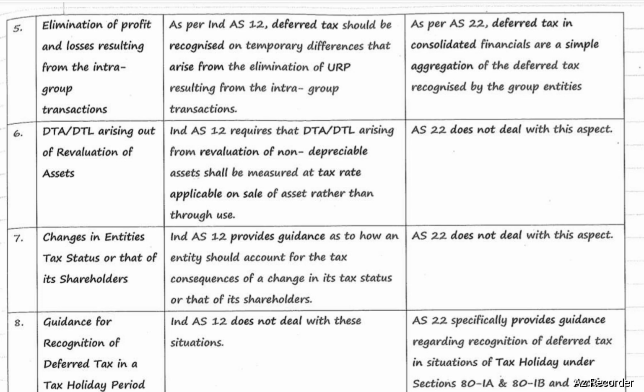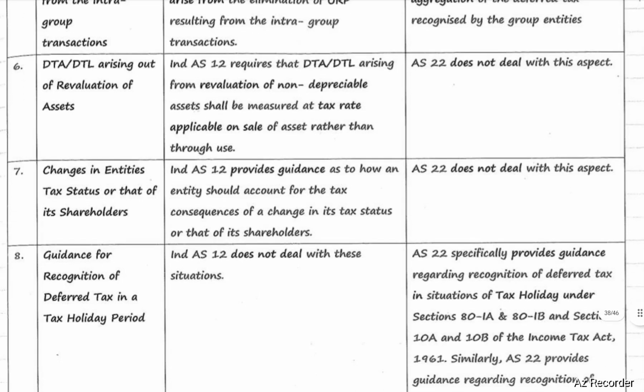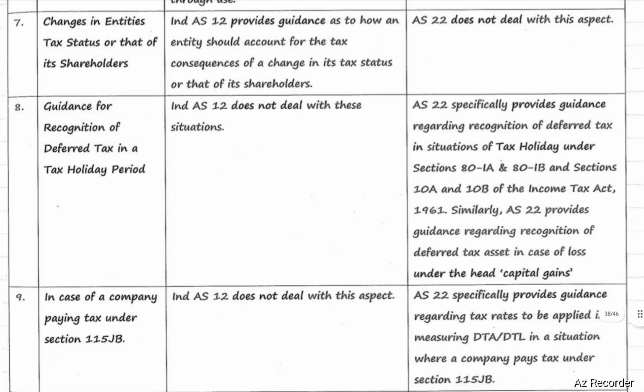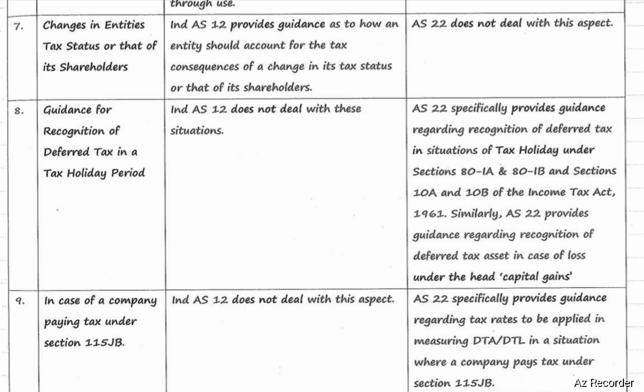Next, DTA or DTL arising out of revaluation of assets. Ind AS 12 requires that DTA or DTL arising from revaluation of non-depreciable asset shall be measured at tax rate applicable on sale of the asset rather than through use. AS 22 does not deal with this aspect. Next, changes in an entity's tax status or that of its shareholders. Ind AS 12 provides guidance as to how an entity should account for the tax consequence of a change in its tax status or that of its shareholders. AS 22 does not deal with this aspect.